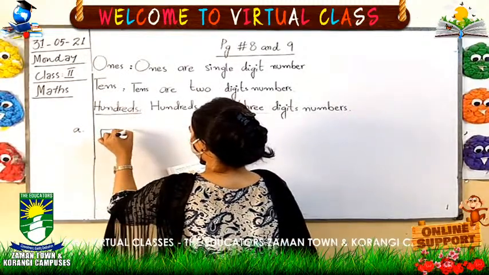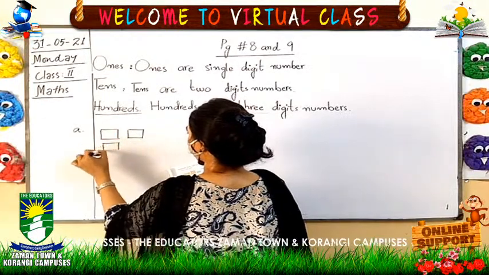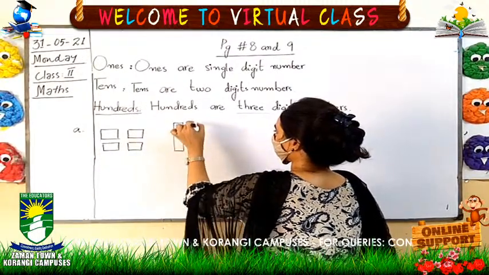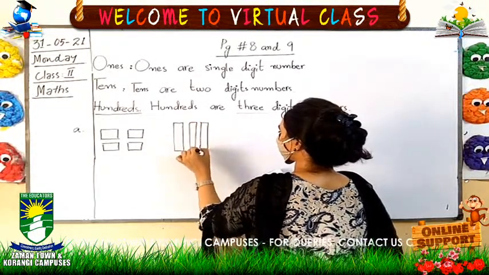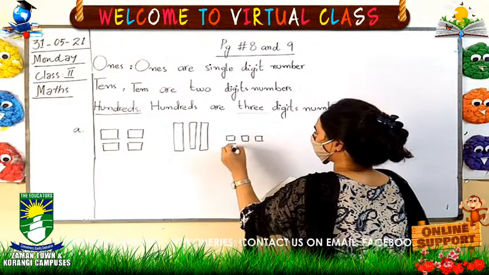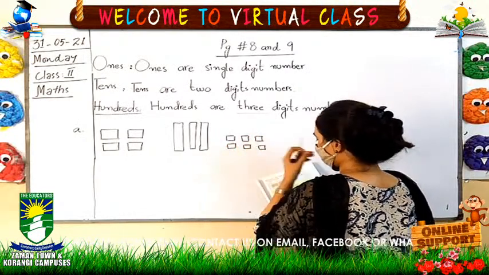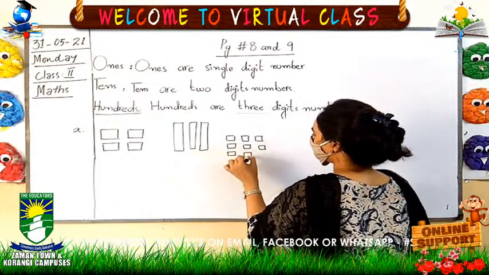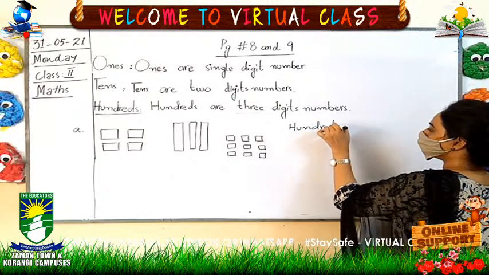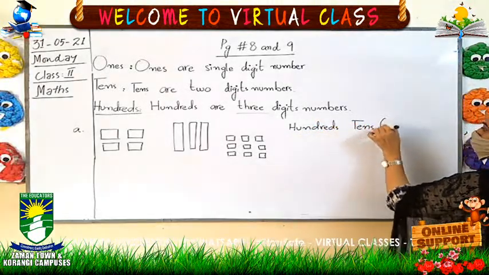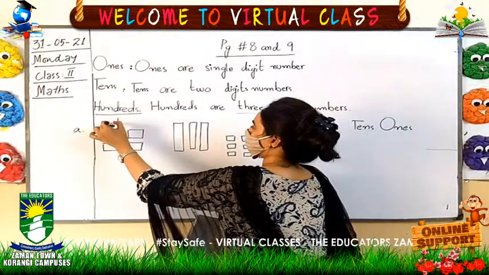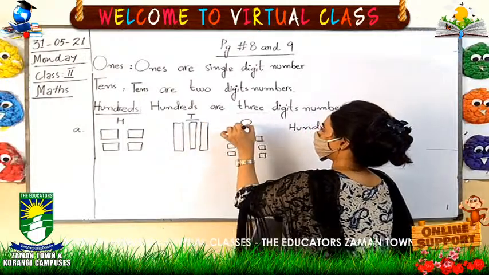1, 2, 3, 4. 4 boxes, then 3. 3 boxes. 1, 2, 3, 4, 5, 6, 7, 8, 9. As you know, hundreds, tens, ones. Now, this is 100, this is tens, and this is ones.